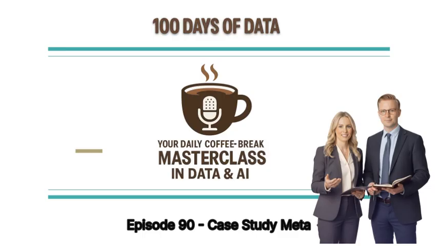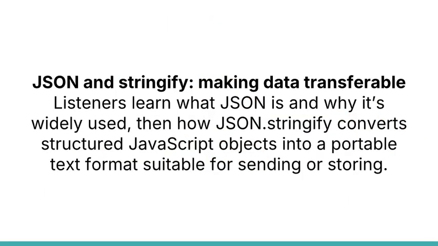Glad you're joining us. Today, we're diving into a simple-sounding but incredibly important tool in data and AI, the JSON.stringify method. That's right. If you ever wondered how complex data structures get transformed so they can be sent, stored, or processed, this little method plays a huge role.